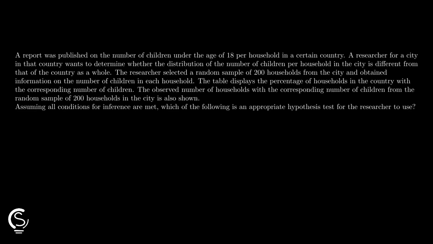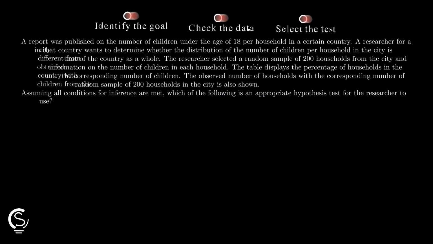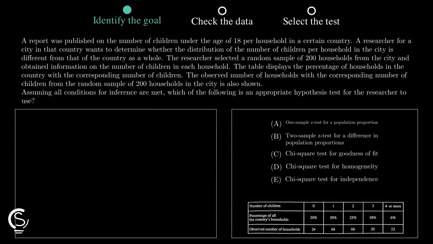Let's go! Comparing sample distributions to known population data is a classic statistics problem, so let us break down the exact steps to solve this quickly and accurately. We have a known population distribution from the country and a single sample of 200 households. We want to see if the city sample matches the country's expected percentages.